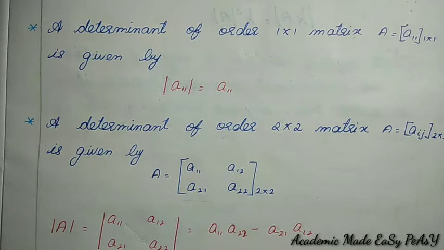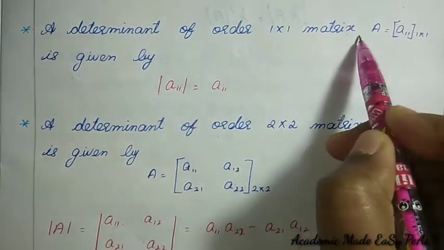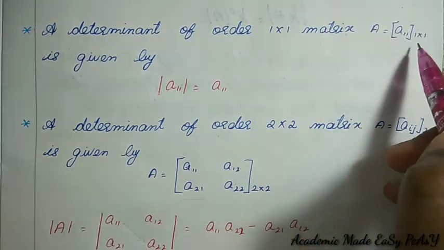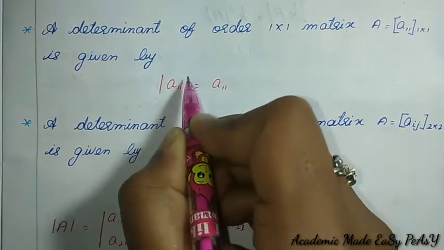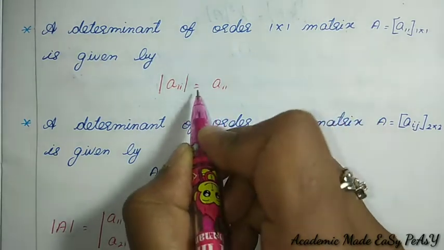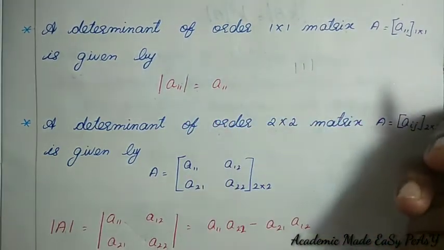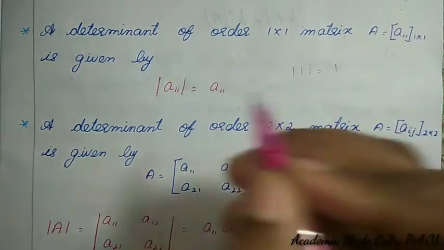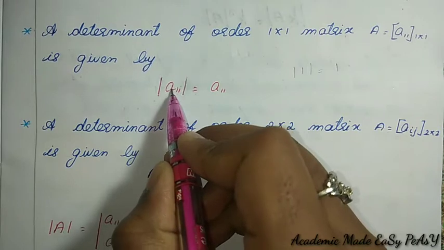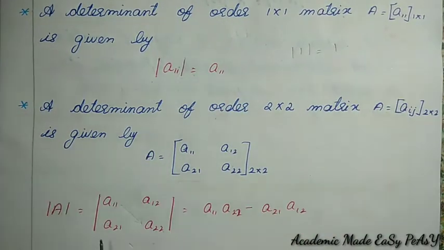Let's start from 1 by 1, 2 by 2, 3 by 3. The determinant of a order 1 by 1 matrix A equal to A11 is given by this. The determinant will be denoted in such a way. When we have only one element, can we perform any operation? No, nothing can be performed. So 1 is 1 only. Just like that, the determinant of A11 is A11 only.